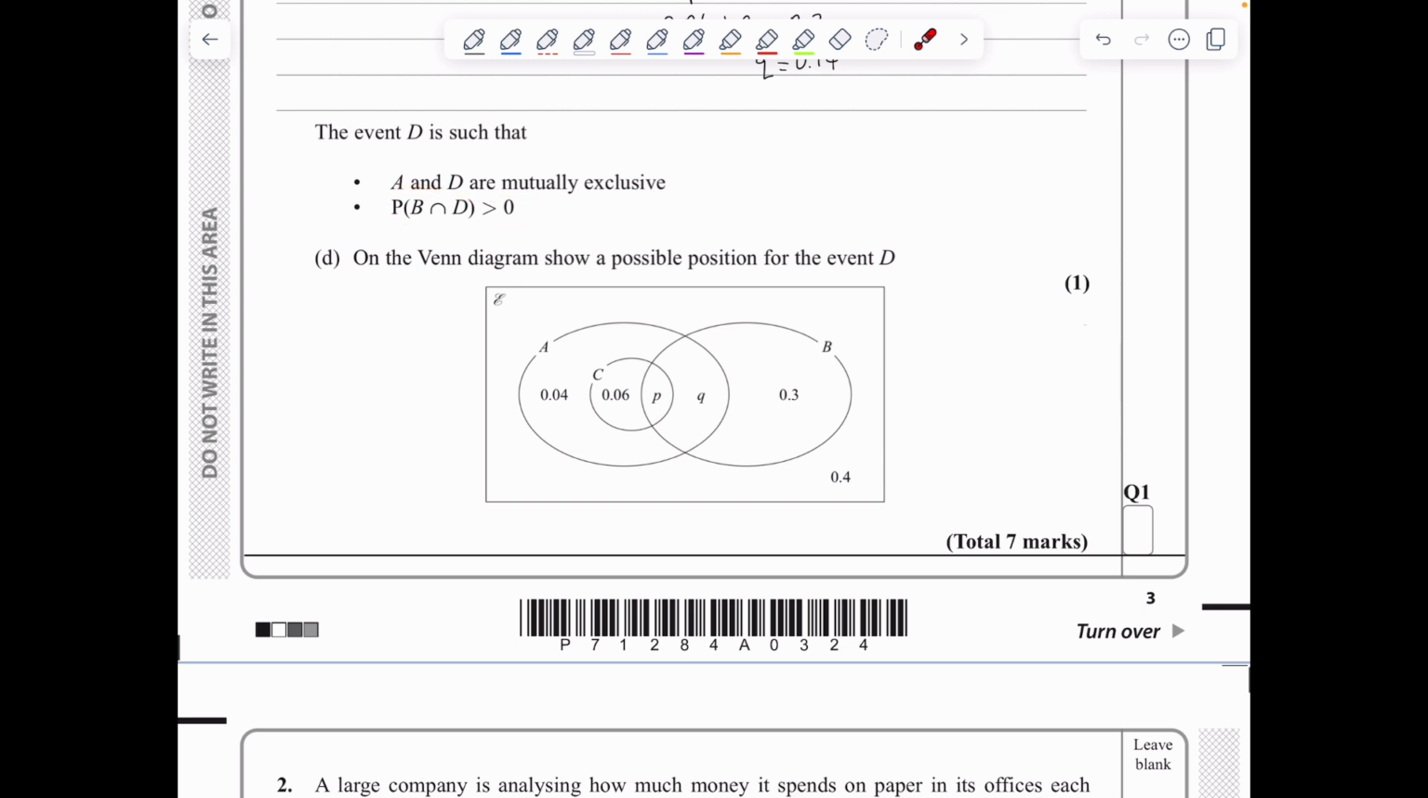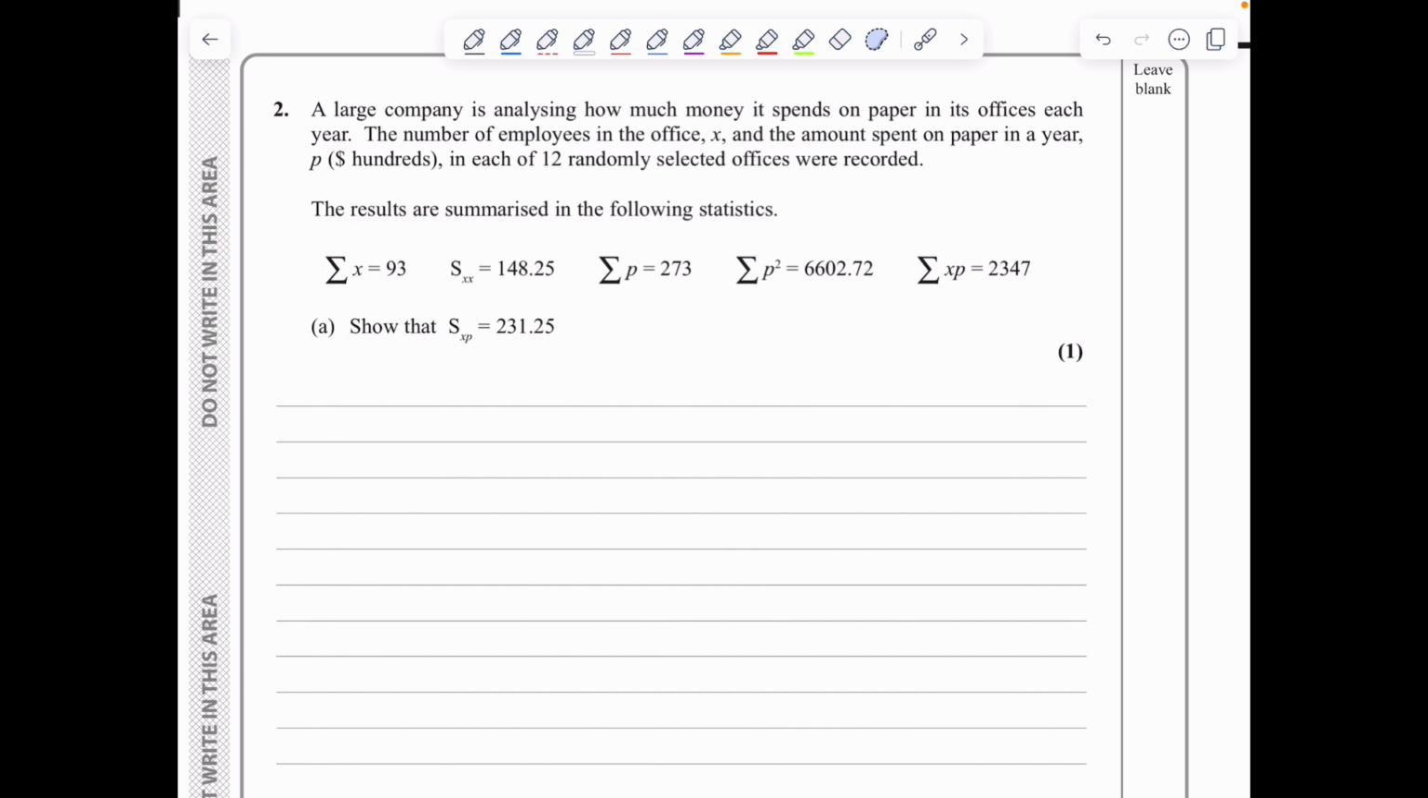So one possible position for D would be here, so some overlapping area between B and D, or it could even be drawn entirely within B as shown here, in which case D is a subset of B. In any case, we cannot have any intersection with A because A and D are mutually exclusive. In question 2, we've got a large company analyzing how much money it's spending on paper in its offices.